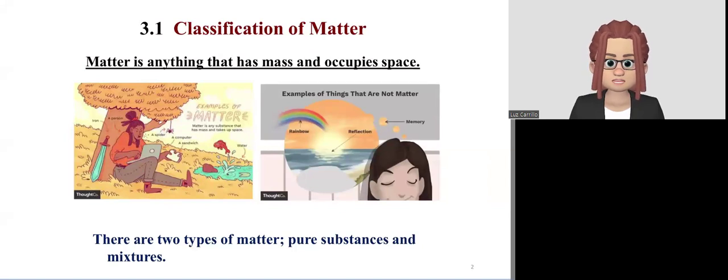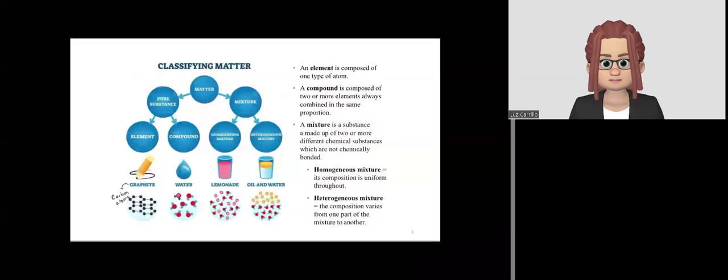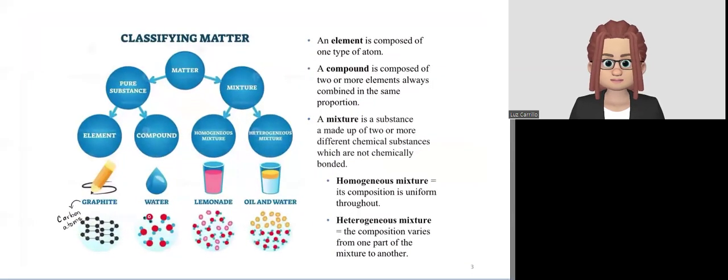When it comes to matter, it can be classified in one of these two groups that are considered pure substances or mixtures. In these two families of how we classify matter, we can see that there are also subgroups. We are first going to explore the left side where we have the category of pure substance, and then we're going to proceed to talk about mixtures.